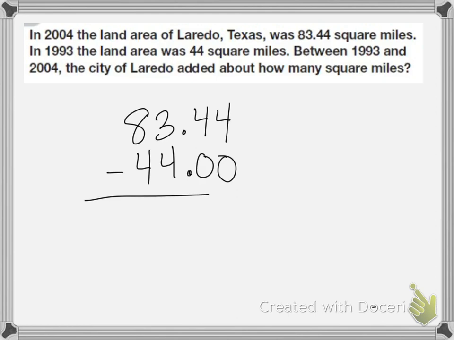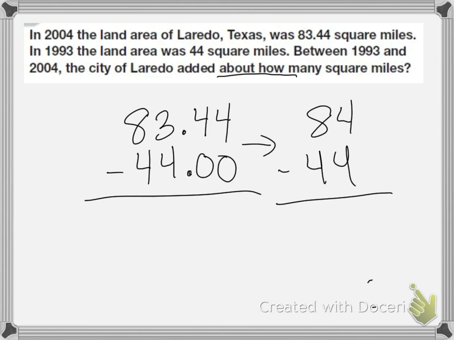Now, since it says about how many, I know I can round these numbers. So 83.44, I'm going to round up to 84 square miles because it's easier to subtract. And then 44 can stay the same. 84 minus 44 equals 40 square miles.